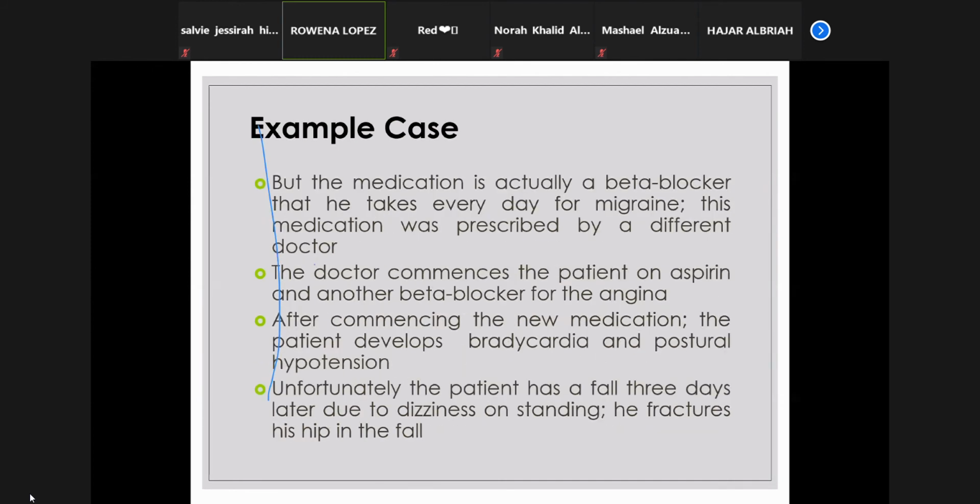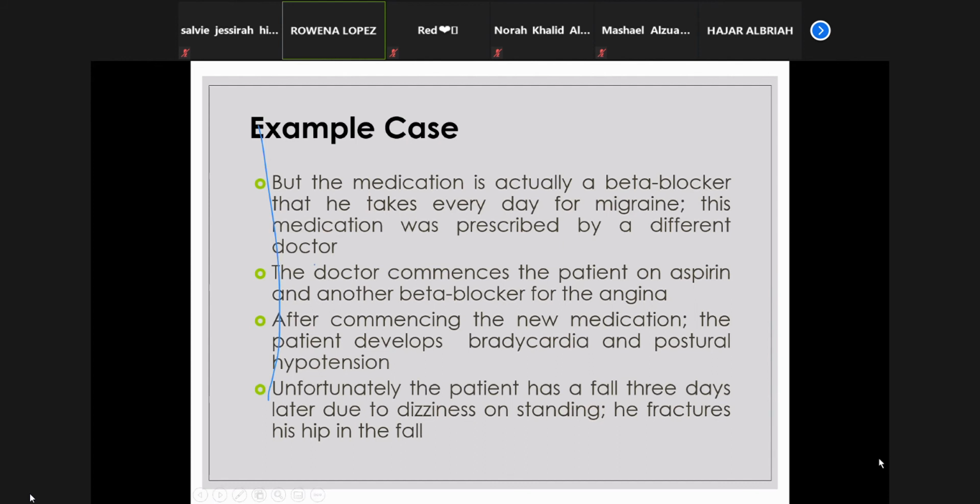The doctor assumes it is an analgesic that the patient takes whenever he develops a headache, but the medication is actually a beta blocker, okay? So a beta blocker and a headache medication are very different. He takes it every day for migraine. This medication was prescribed by a different doctor. So remember, previously we talked about more than one physician. This is actually one of the biggest problems for medication error.